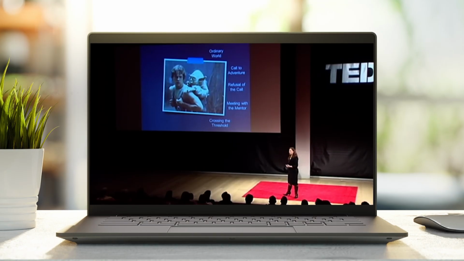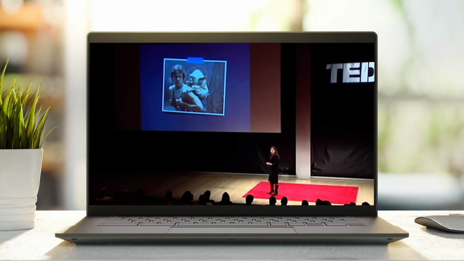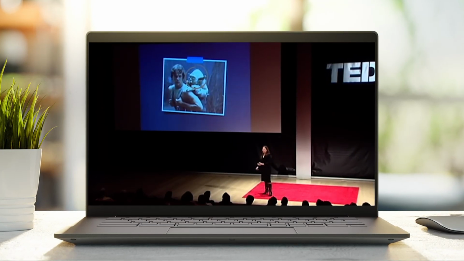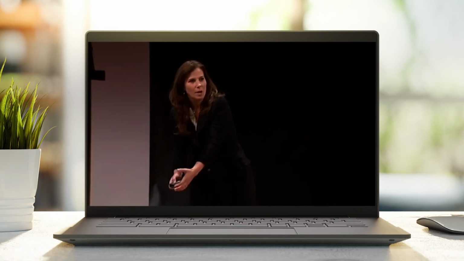And that's the role of the presenter, is to be the mentor. You're not Luke Skywalker, you're Yoda. You're the one that actually helps the audience move from one thing and into your new special idea. And that's the power of story.